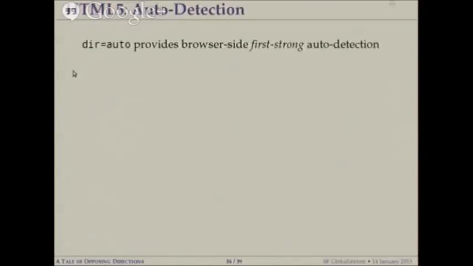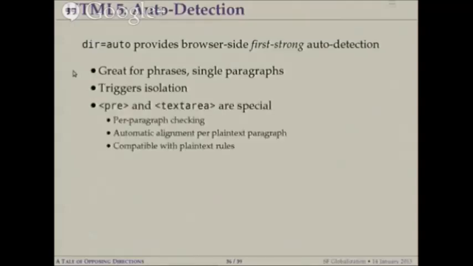Another nifty feature is dir equals auto, which is a new value, and it provides browser-side first strong auto detection. So it auto detects text according to the first strong algorithm, and it's great for phrases. You can use it for single paragraphs. It triggers isolation when you use it, and it has special handling in pre and text area, which typically contain some kind of plain text that's not marked up much. Inside pre and text area, it performs per paragraph checking based on line breaks, just like plain text.